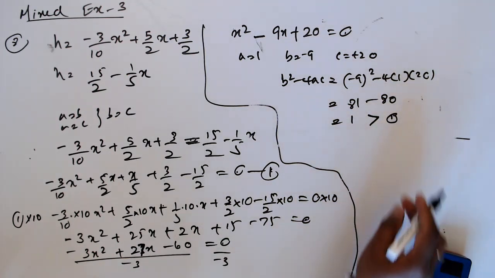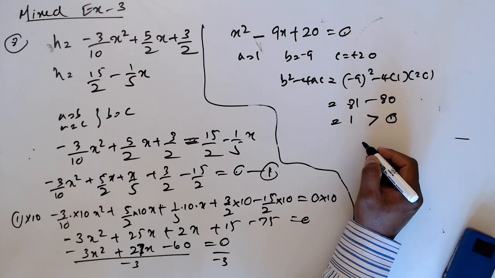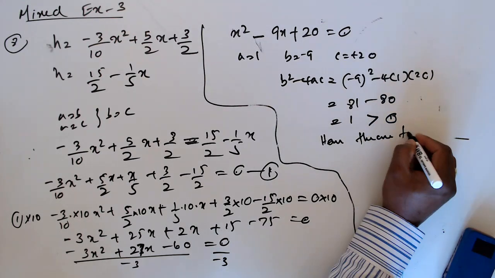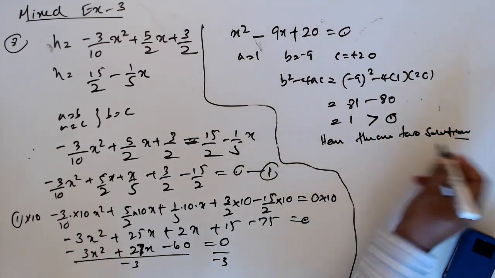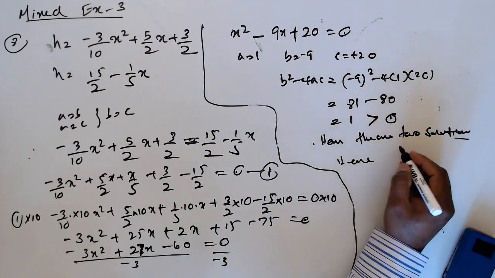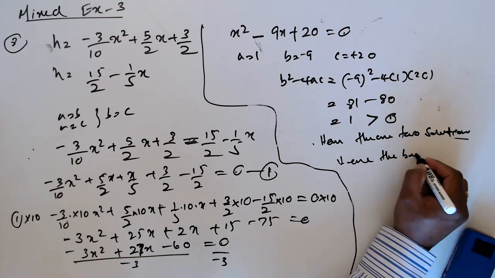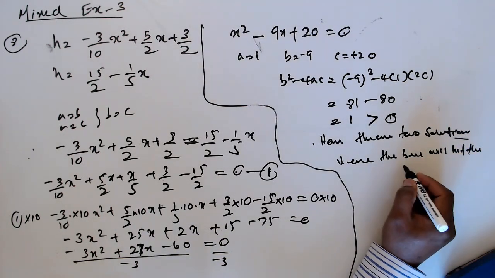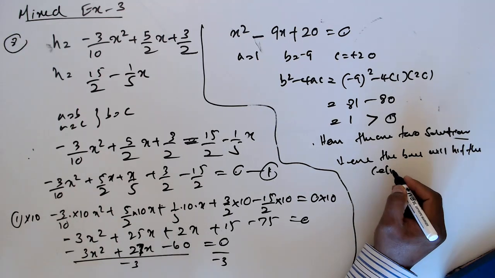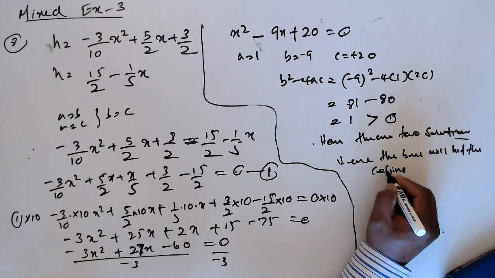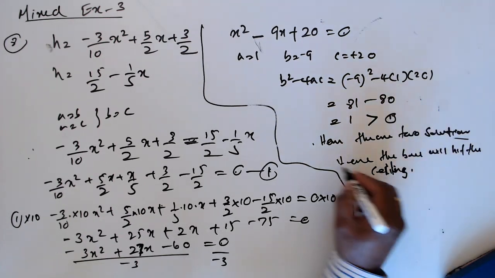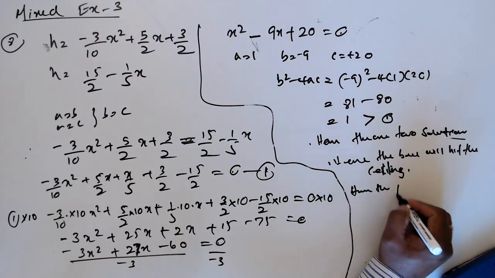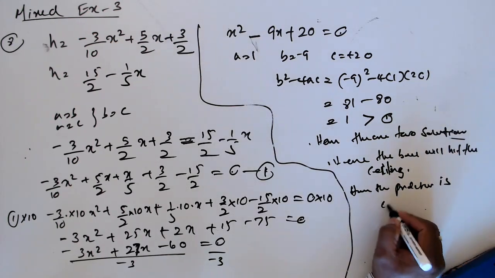It means there are two solutions. Hence the ball will hit the ceiling. Hence the prediction is correct.